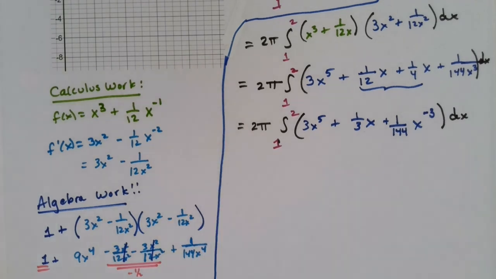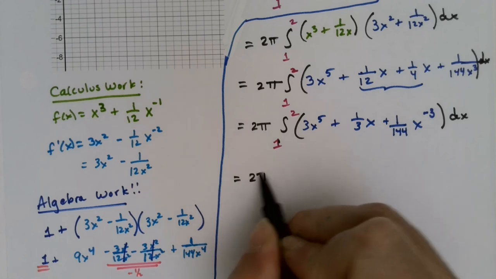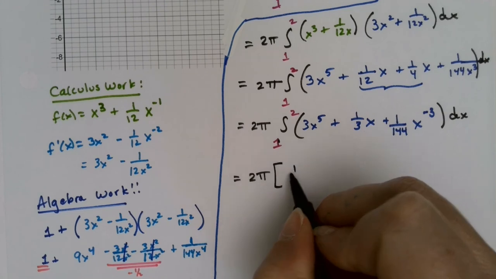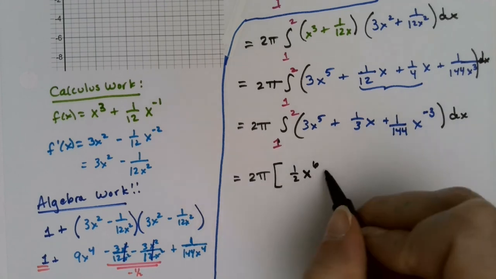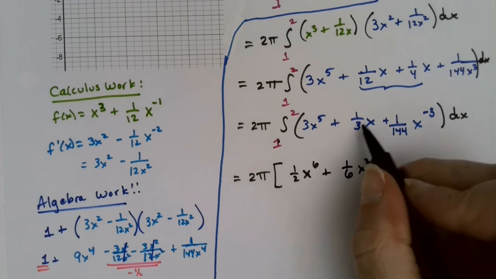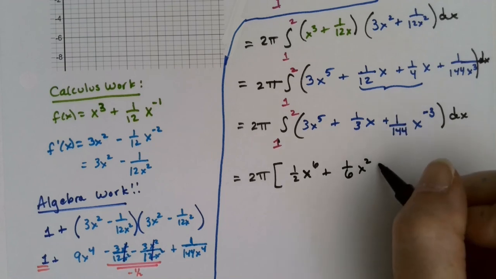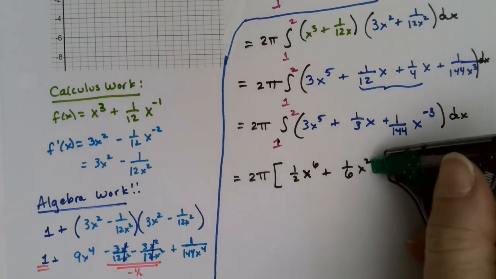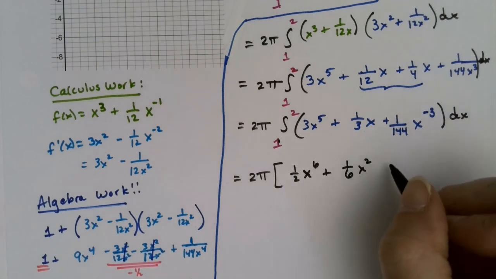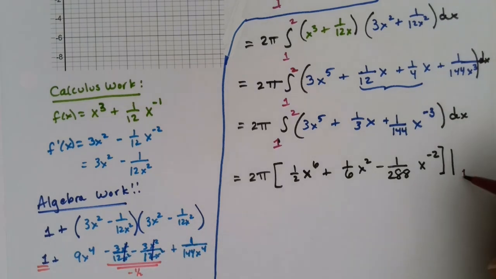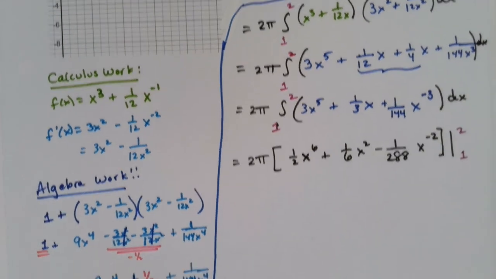All right, so this is equal to, let's finally integrate. Woohoo! Using some calculus. All right, so this will be 3/6 x to the 6th, so that's 1/2 x to the 6th plus 1/6 x squared, because you add 1 and then multiply by a half, and a third times a half is 1/6. Plus, oh, and it's not plus, it's minus, because we're going to add 1 to the power. It'll be -2. So it'll be minus 1 over 2 times 144, which is 288, x to the -2. And we're going to take that from 1 to 2. And I am totally not going to do that by hand.